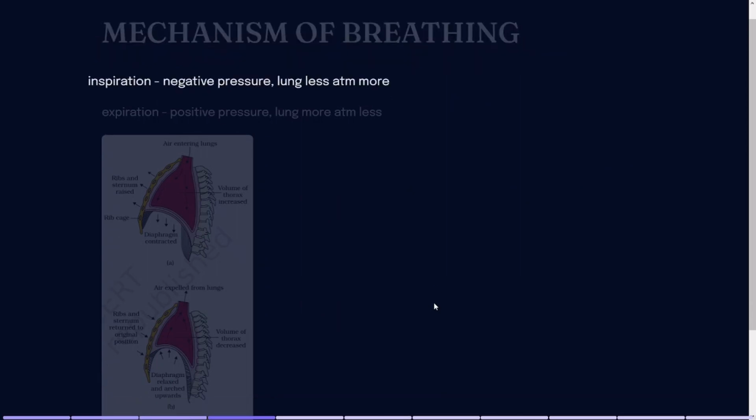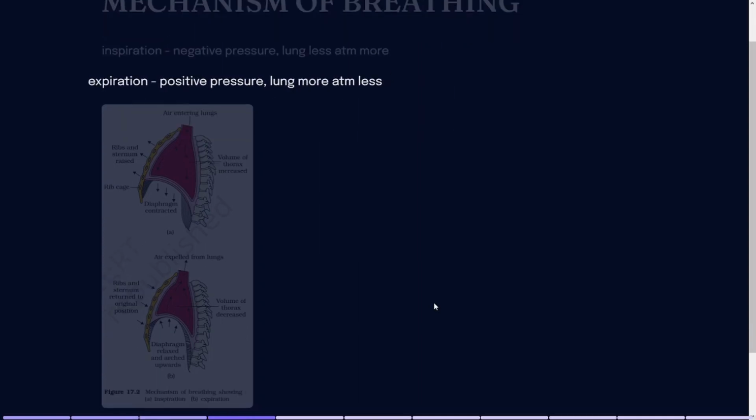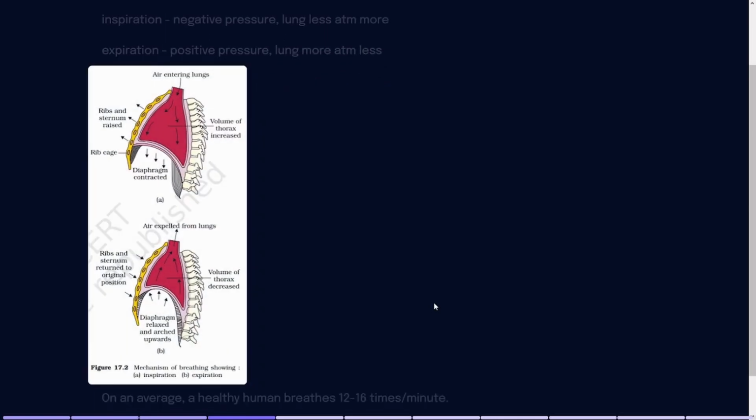As inspiration happens, the lungs expand, so volume increases. Since volume is increasing, the pressure inside the lungs is decreasing. Because of this negative pressure, the lungs have less air pressure in them and the atmosphere has more. So air from the atmosphere goes into the lungs. Expiration happens because of positive pressure. The volume of the thoracic cavity decreases during expiration, and this causes the lungs to have more pressure and the atmosphere to have less pressure. So the air goes from the lungs to the outside. As you can see, air entering the lungs and air being expelled from the lungs.